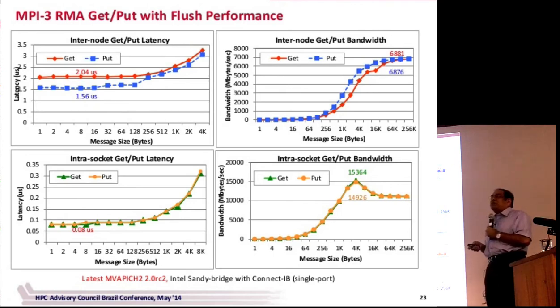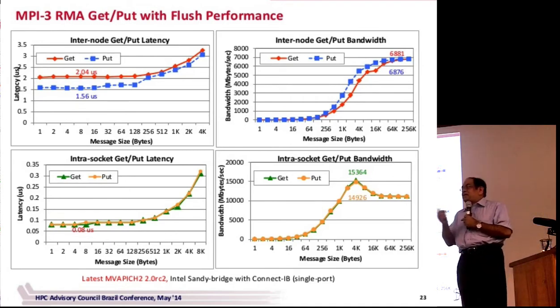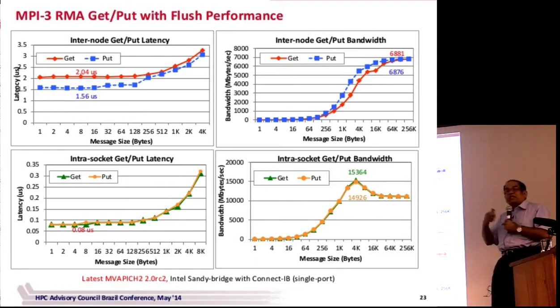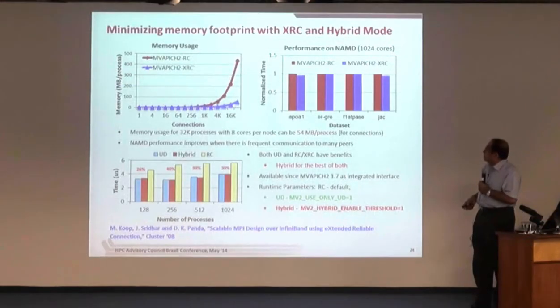Then this shows the new MPI-3 RMA, or remote memory access, operations, and here you will see similar things like get and put. We can give you around 1.56 and 2.04 microseconds, and bandwidth-wise we saturate the link. Also, intra-socket, you see this is just 8 nanoseconds. That kind of performance we can give with the newer RMA semantics. So if you can rewrite your applications using this one-sided semantics, you should see very good performance.